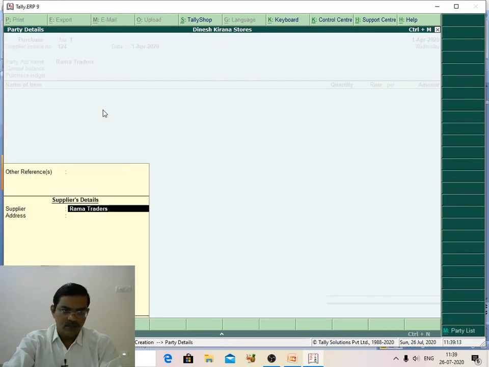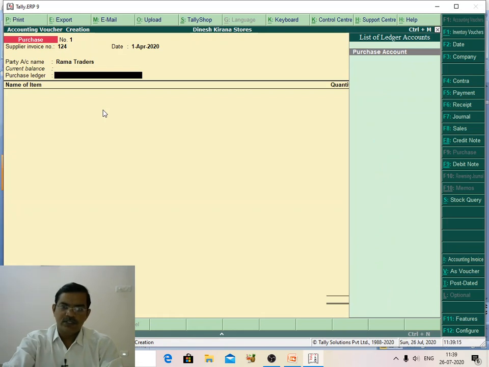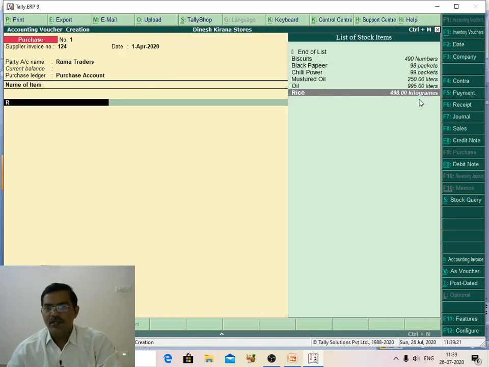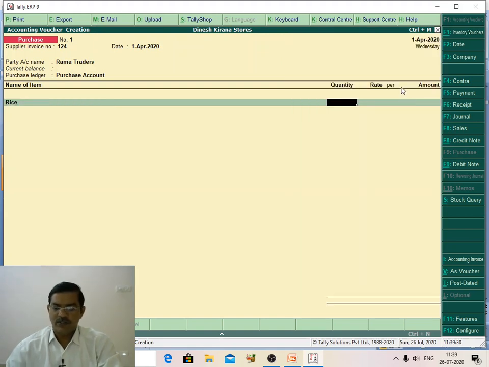I want to give the number 124. Who is the party name? Ramarao is the seller and Dinesh is the buyer. So he purchased. What is the item he is purchasing? He is purchasing rice. The available rice quantity is 492 only, since 2 kilos of rice were sold to Sunil. Now he wants to purchase another 100 kilos of rice. The price is 120 rupees each.